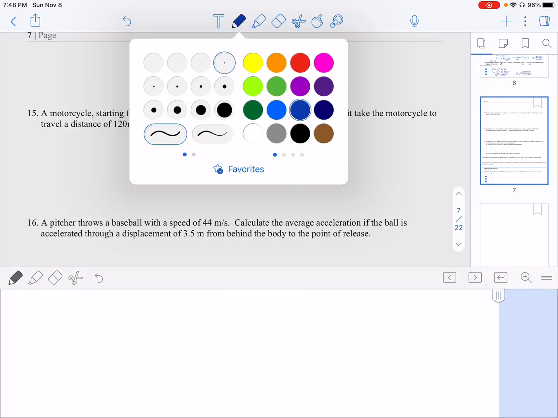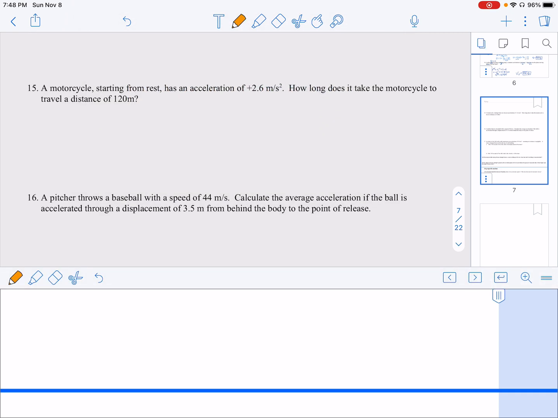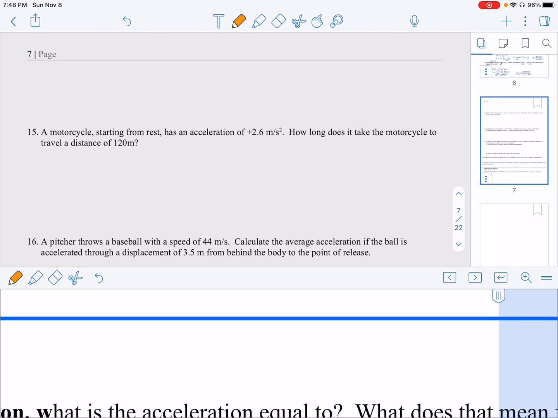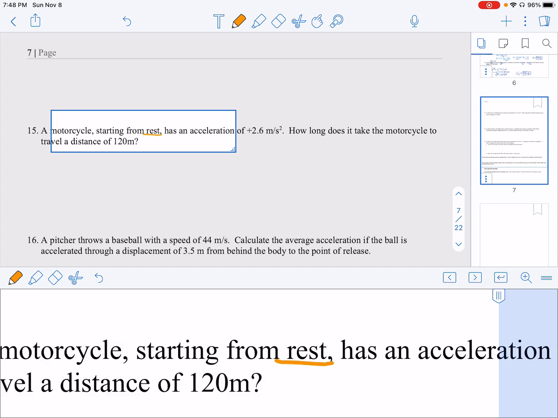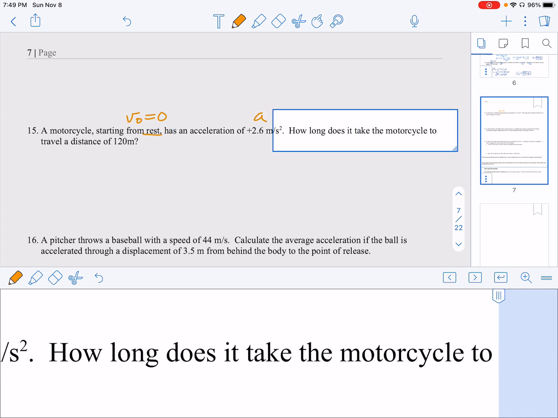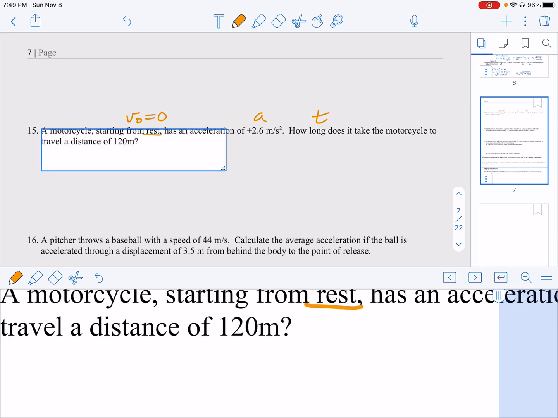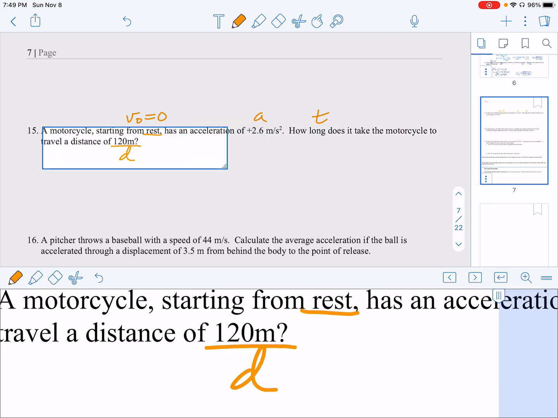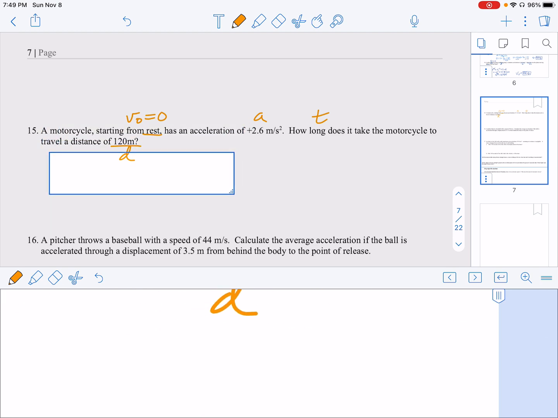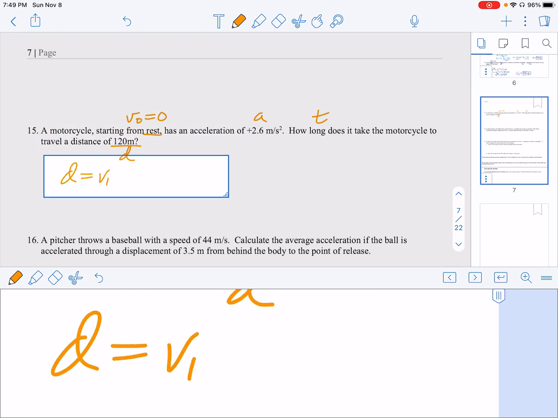Motorcycle starting from rest. Let's change the color. Okay, so that means starting from rest, VO equals 0. Here's the acceleration. How long a time does it take? I'll be sure to say that. Travel distance of displacement. So what equation should I use? D equals VOT plus A. Okay. So I look at my equation sheet and I'm going to pick some equation with all that stuff in it.